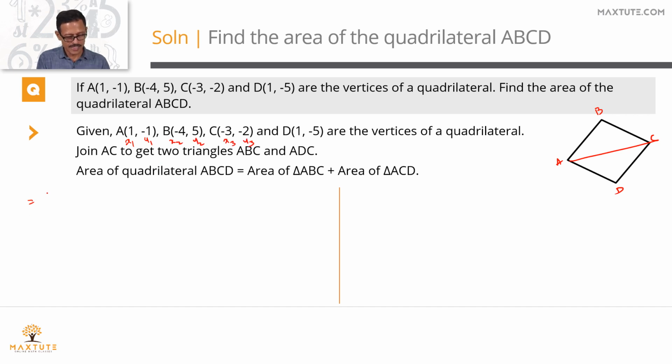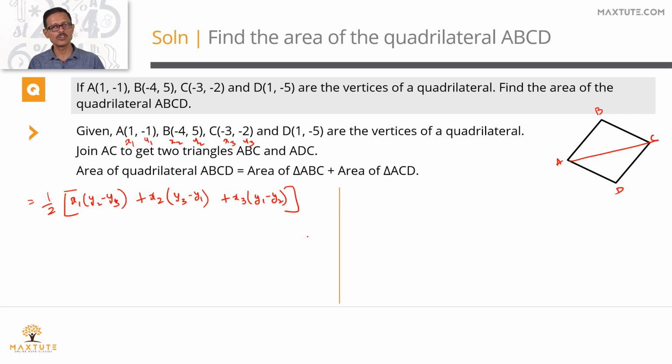For sake of convenience, write the formula once more. Half into x1 into y2 minus y3 plus x2 into y3 minus y1 plus x3 into y1 minus y2. We're going to be taking the numerical value of it. If it's negative, we'll go with a positive value. So just plug in the values. Half into, what is x1? x1 in this case is 1. y2 minus y3 is 5 minus of minus 2, so I'll write it as 5 plus 2.